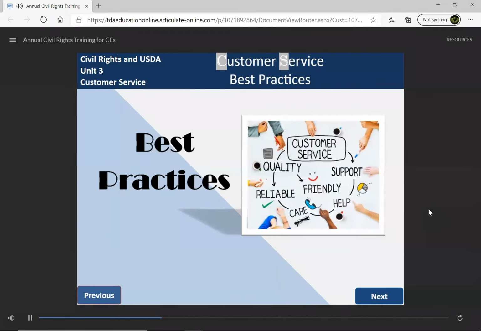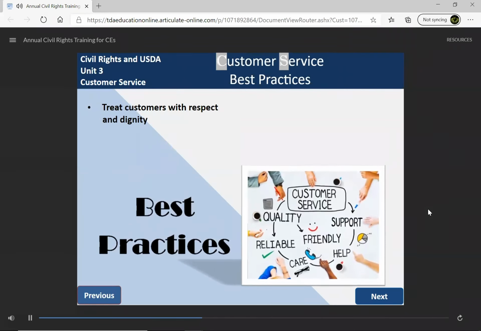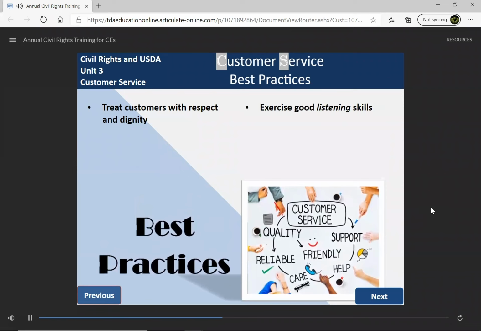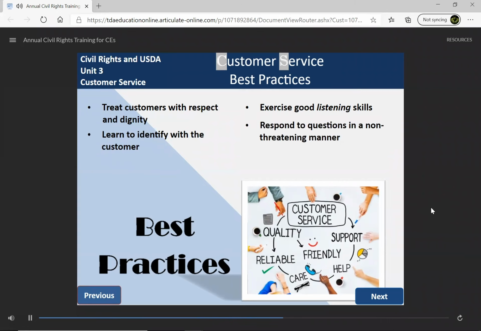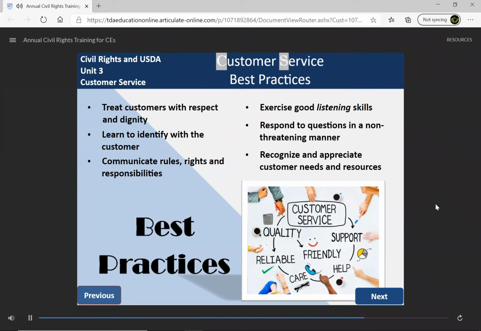To ensure you provide excellent customer service, some best practices include treating all customers with respect and dignity, exercising good listening skills by being attentive to the customers and their needs, learning to identify with the customer when necessary, responding to questions in a non-threatening manner, ensuring your voice and tone are calm and clear, communicating rules as well as client rights and responsibilities clearly and precisely, recognizing and appreciating that customers have many varied needs and few resources. Lastly, recognizing when a person feels they have been treated in a rude or disrespectful manner.